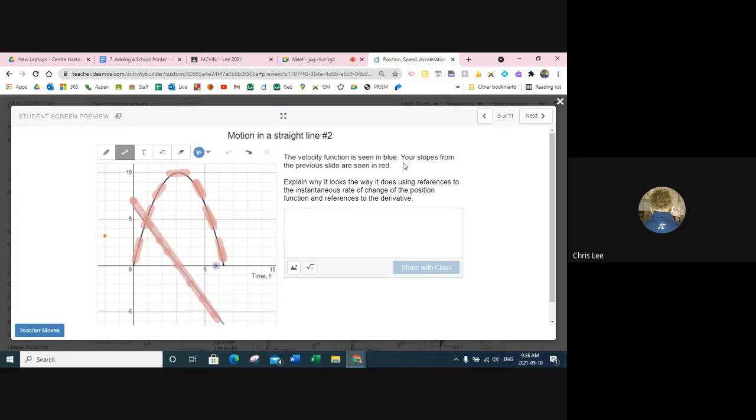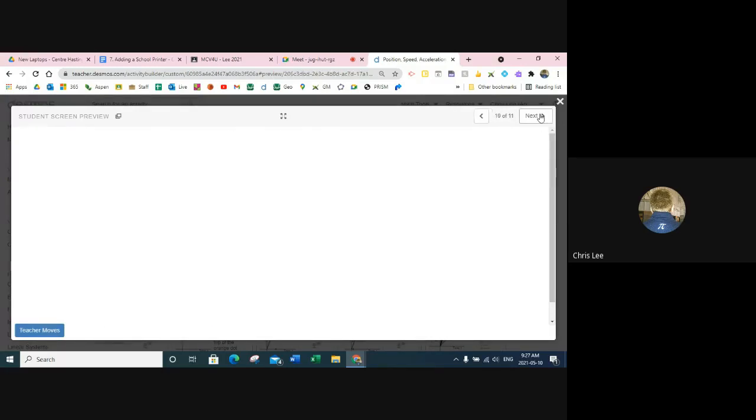All right, so the velocity is seen in blue. Your slopes from the previous are in red. I guess we have that. Explain why it looks this way. So we would talk about the derivatives being 1 less.